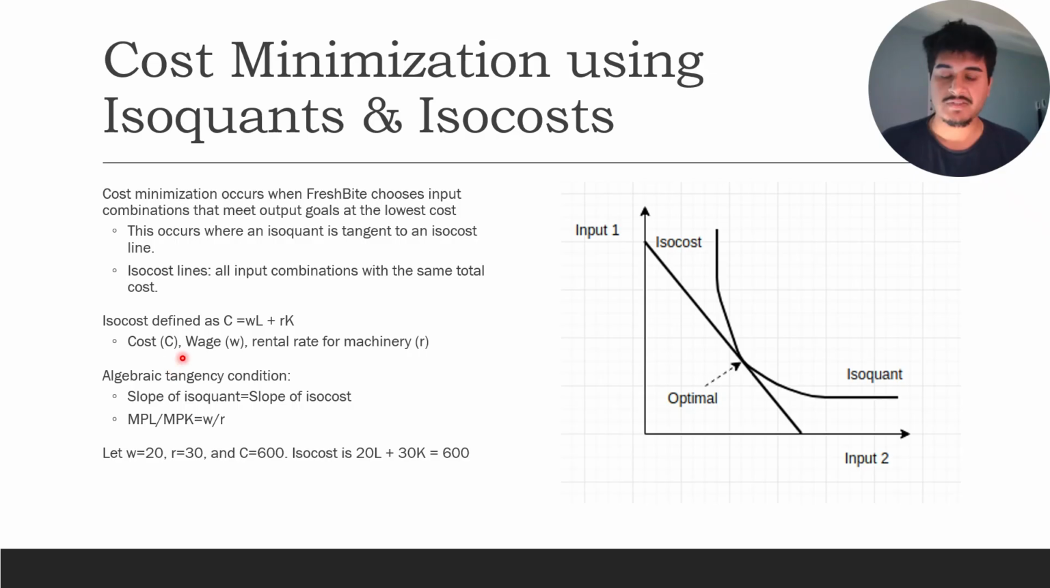Since the isocost is defined as cost equals wage times labor plus rental rate for machinery times capital. This makes sense. We just sum up together all the wages and the rate for the machinery, and that's our total cost. So in this scenario, we let W equals 20, R equals 30, and C equals 600. So then we see the isocost is equal to 20L plus 30K equals 600, that being the equation for this isocost line.